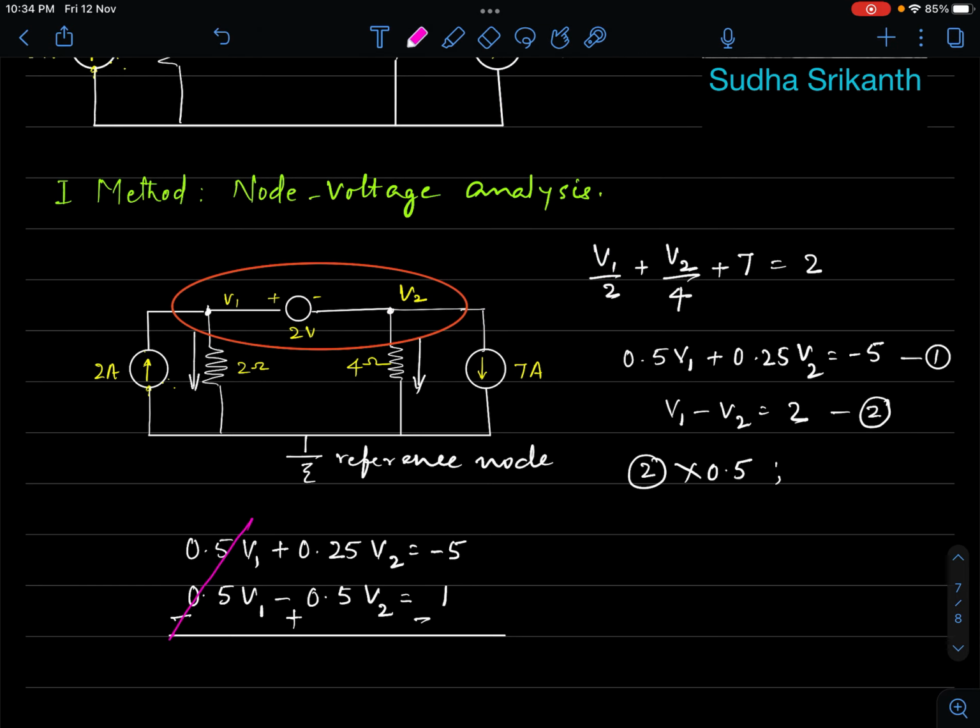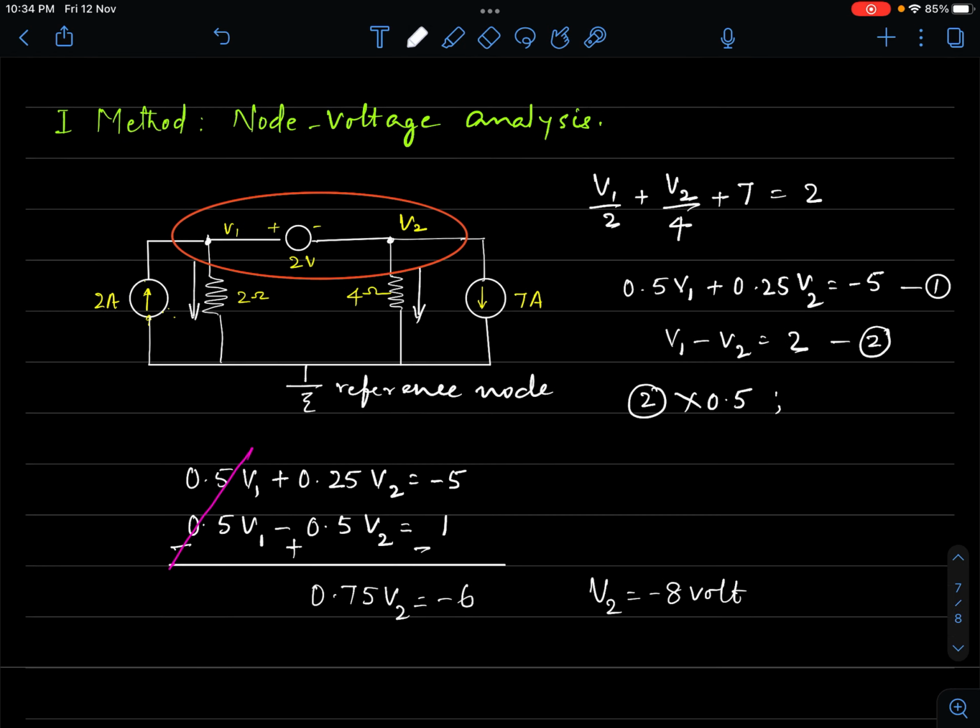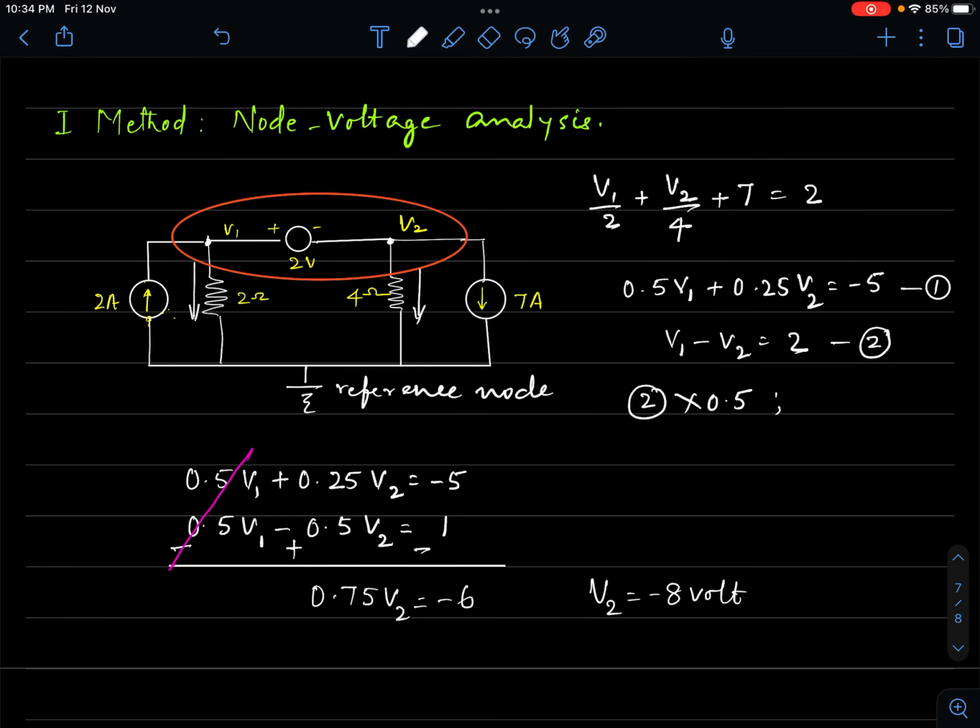So what you will get is this gets cancelled off. I'll take a color, this gets cancelled off. I was trying to remove one of the variables, that's all. Now this is 0.75 V2 equal to minus 6. From this I will evaluate V2. I'll get V2 to be equal to minus 8 volt. Alright, that is the potential of V2.